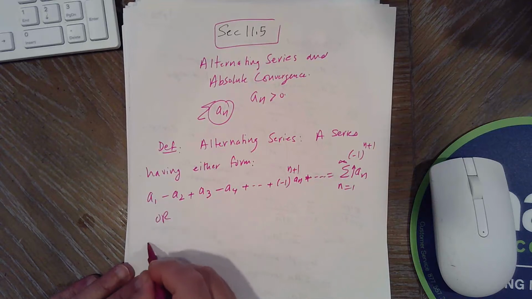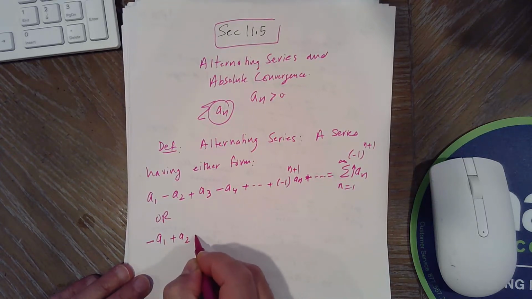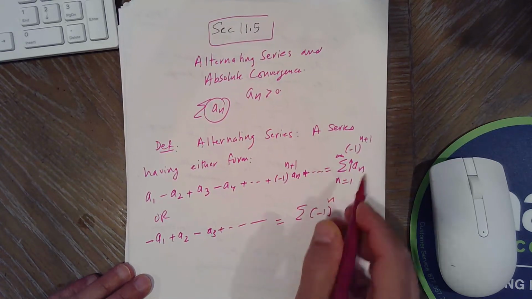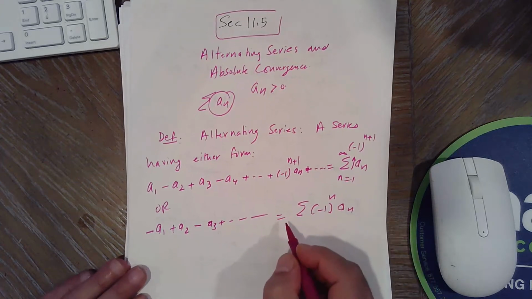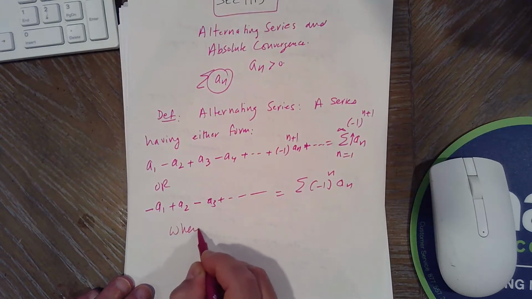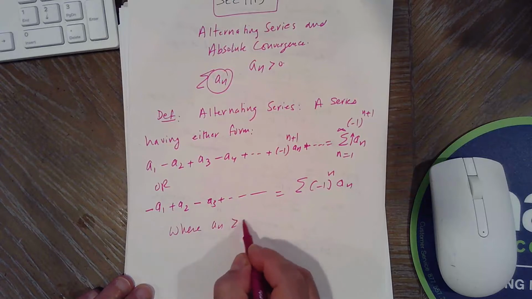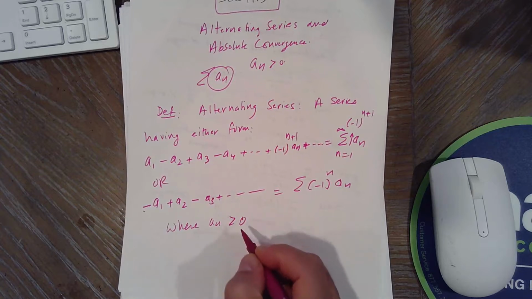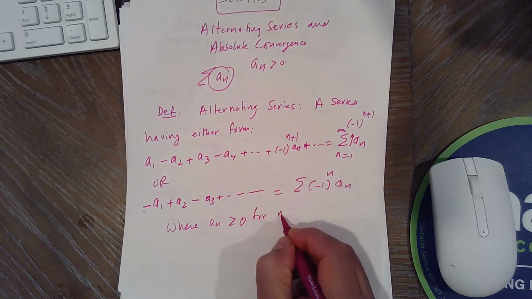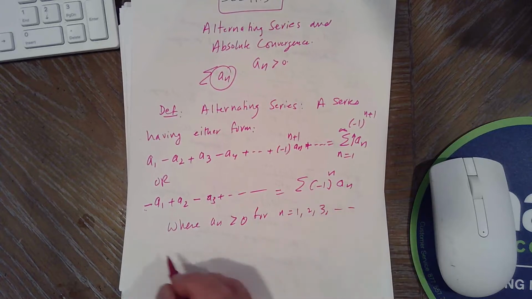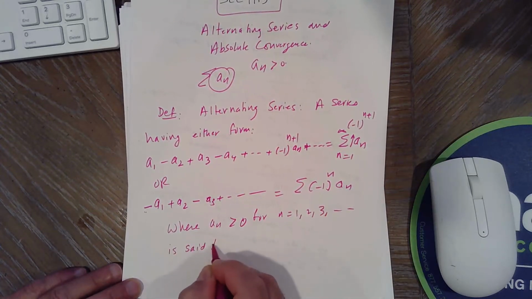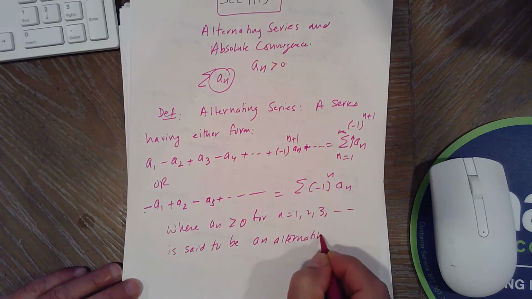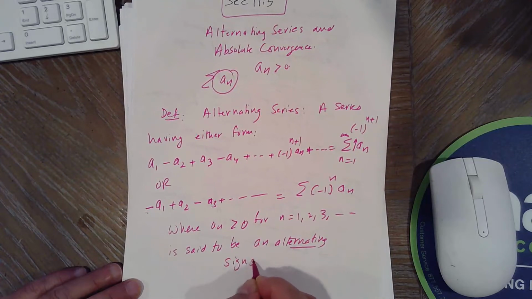Or it could be the first term negative and then plus, which would be (-1)^n instead of n plus 1, times a_n, where a_n itself, the term itself, is positive, but you can see it's negative a1 plus a2 and so on, for n equals 1, 2, 3, and so on, is said to be an alternating series. So the signs do alternate in this case.